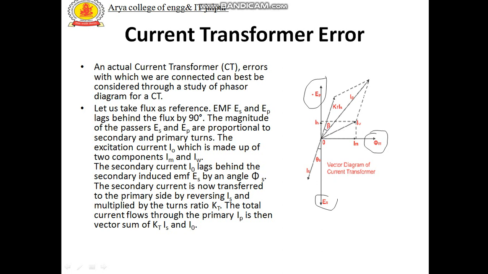The exciting current I naught is made up of IM and IW. The secondary current IS lags behind the secondary induced EMF ES by an angle phi S. The secondary current is now transferred to the primary side by reversing IS and multiplying by the turns ratio KT. The total current flowing through the primary IP is then the vector sum of KT IS and I naught.